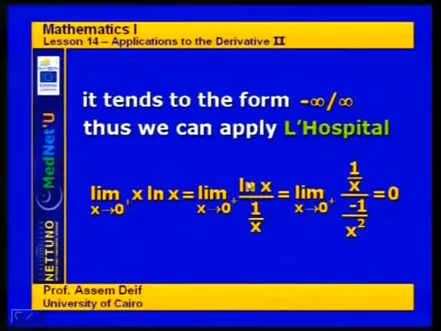So all you have to do is differentiate. Since it's ln x over 1 over x, you differentiate ln x to get 1 over x, and you differentiate 1 over x to get minus 1 over x squared, and then you apply the limit. The limit here is simple, because you can invert 1 over x squared to finally obtain the limit of minus x. You find here it's simple. This is the limit of minus x, and when x tends to 0, it gives you 0.